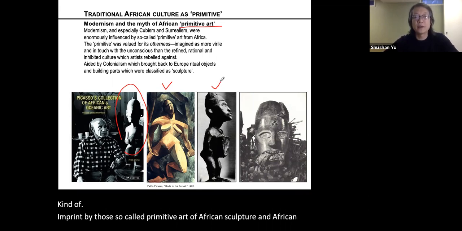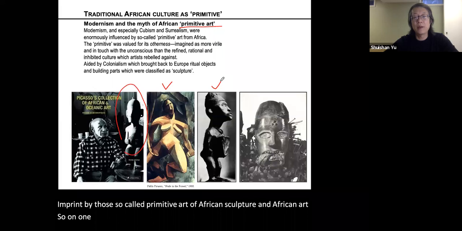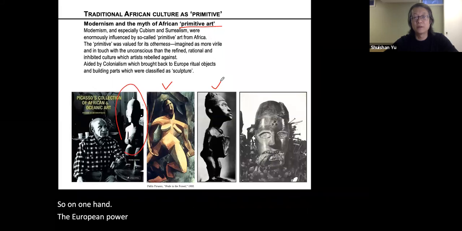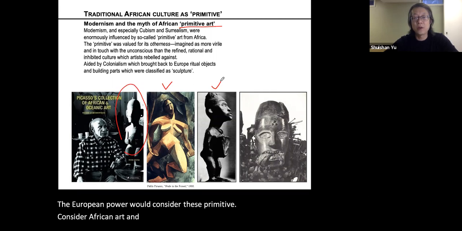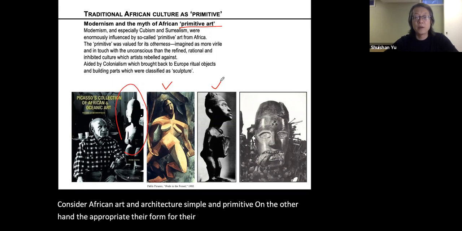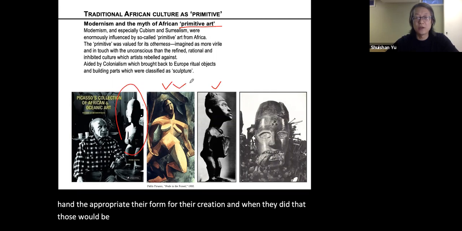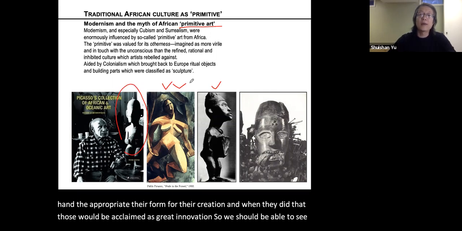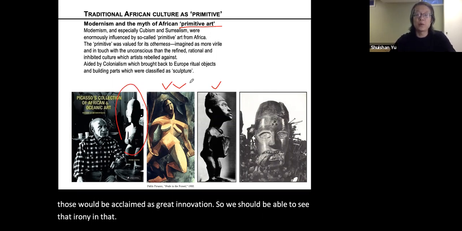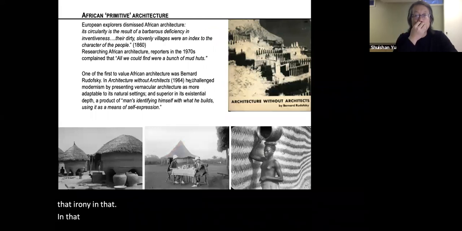So on one hand, the European powers would consider African art and architecture simple and primitive. On the other hand, they appropriated their form for their creation, and when they did that, those would be acclaimed as great innovation. So we should be able to see that irony in that appropriation.